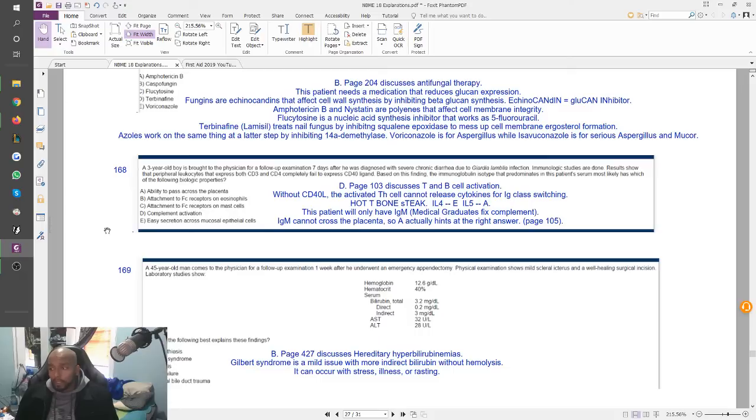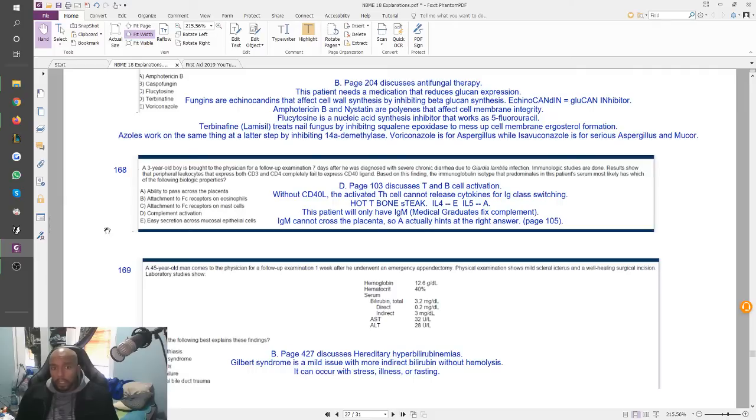MGs fix complaints. Medical graduates fix complaints. So IgM and IgG can fix complement. All right, and you look at all your answer choices, and the only one that works for IgM is D, complement activation. That's it. It was a very easy question if you remembered all of that, but if you don't, then you're just like, what's happening here? And you're pretty lost at that point.